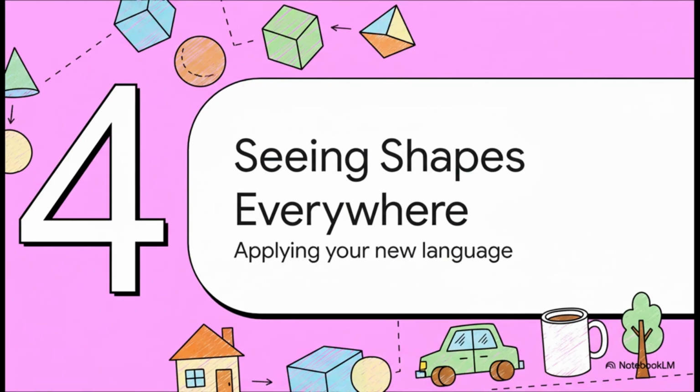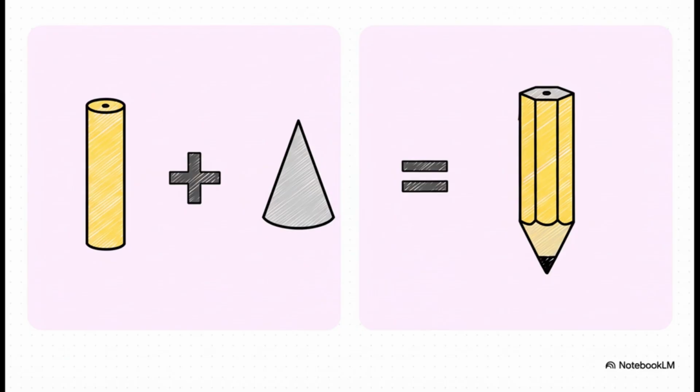Now this is the fun part. Because once you learn to see things this way, you can't unsee it. You start applying this new language to everything you look at, every single day. Take a pencil. What is it, really? It's just a long, skinny cylinder for the body, fused to a sharp little cone at the tip. That's it. Two basic shapes, and you get an object that everyone on Earth recognizes instantly.